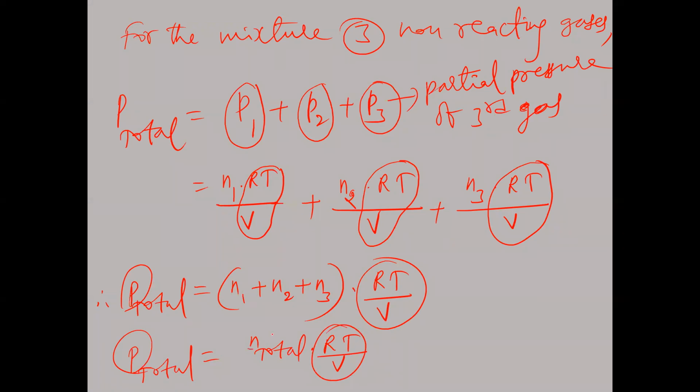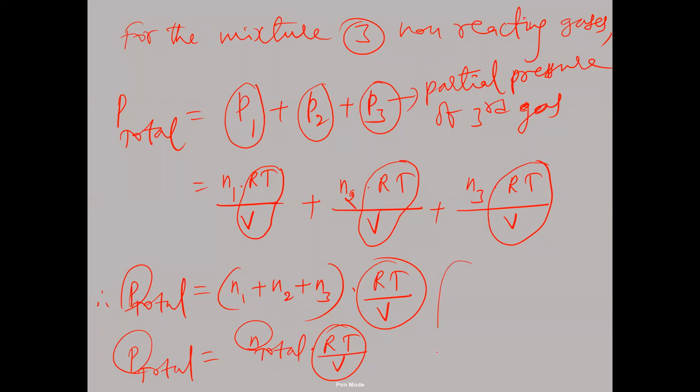Okay, n total means what? The total number of moles of the gaseous mixture we take. Is that clear, ma'am? So like this, we take the concept of Dalton's law of partial pressures: the total number of moles into RT by V.